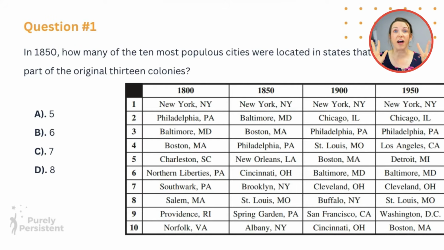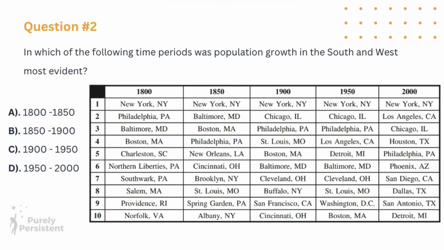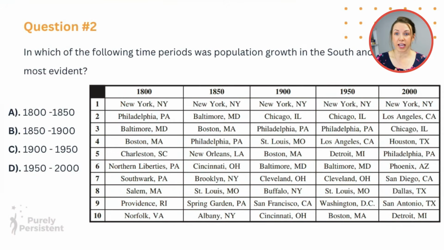That gives us a total of 7 of the 10 most populous cities in 1850 were a part of the original 13 colonies. So C here is our answer. Question number 2. In which of the following time periods was population growth in the South and West most evident? Okay, so remember, it's important that you have a general idea of geography. So looking at 1800 to 1850, looks like we're starting to get a little bit more into the South and the Midwest, but not the far West.